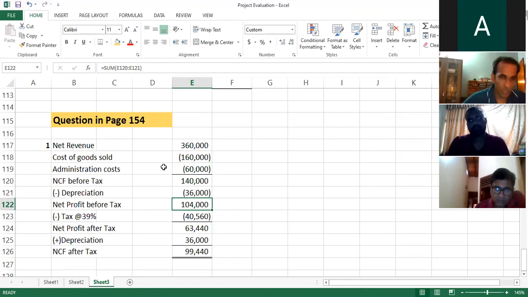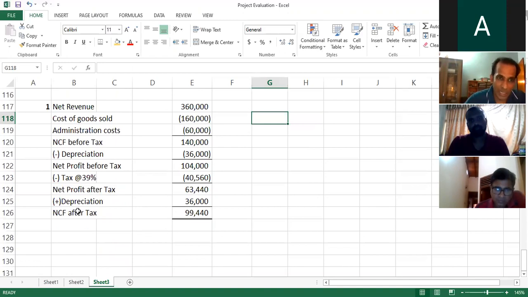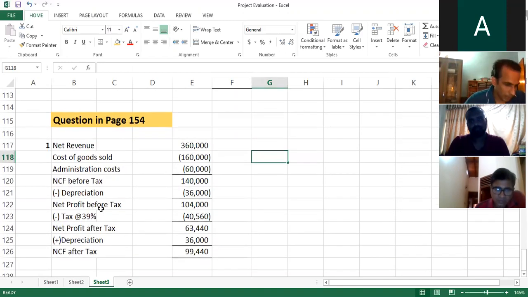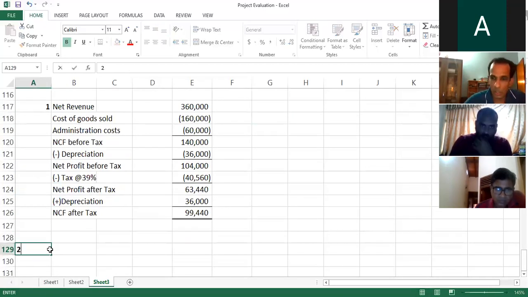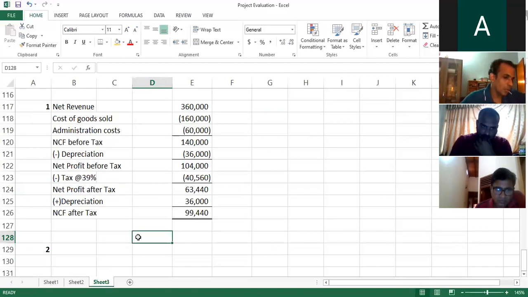Okay, so that is how we calculate the net cash flow after tax. This is the annual cash flow, right? Then we can move to question number 2 on page number 155. Right, question number 2. So let's do question number 2 on page number 155.